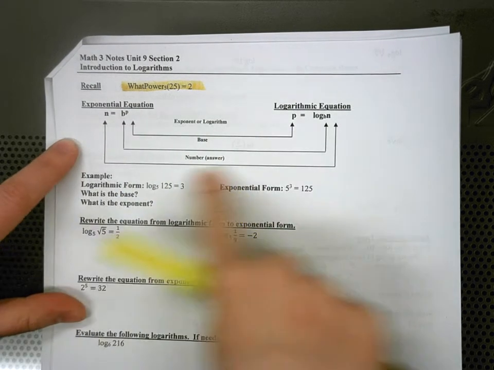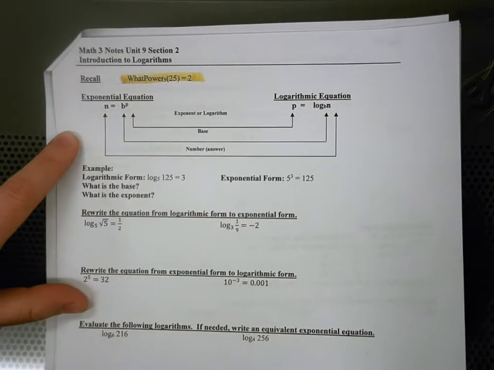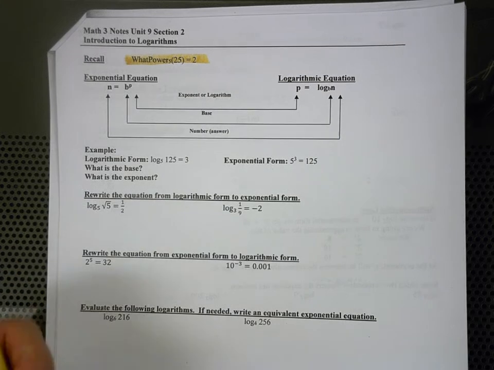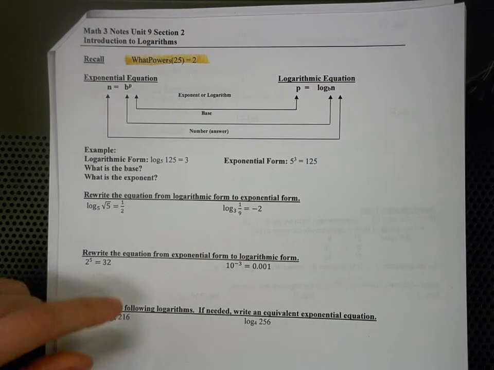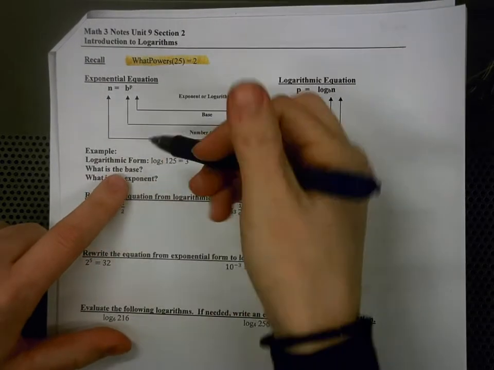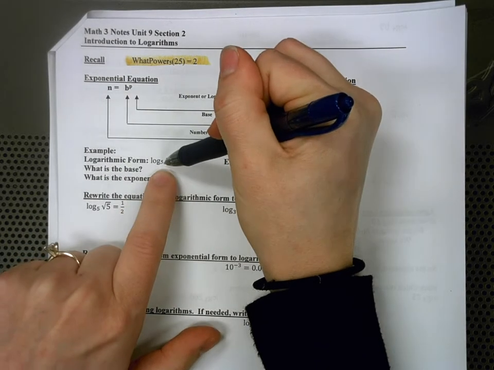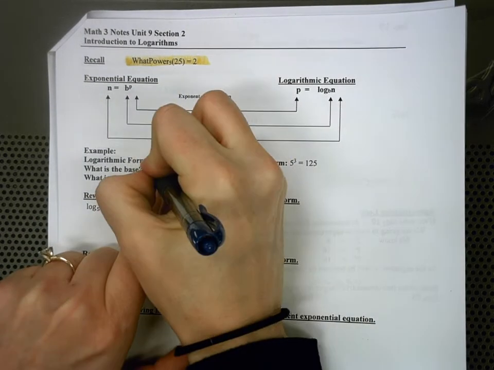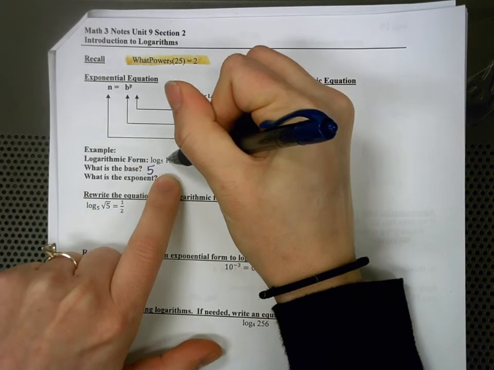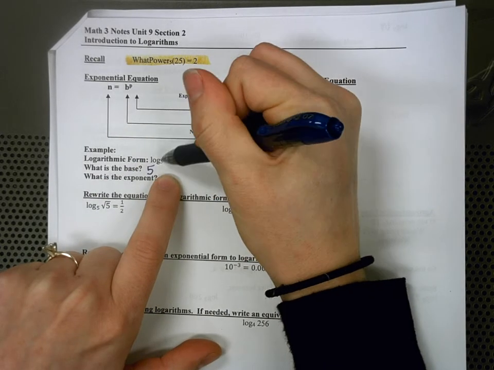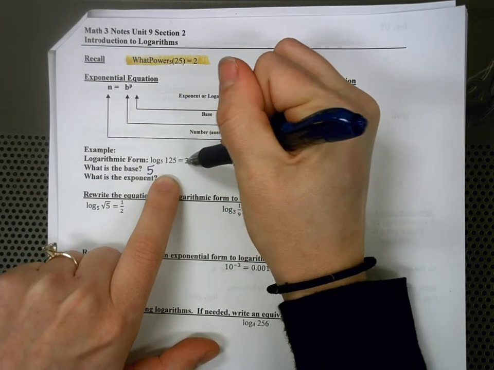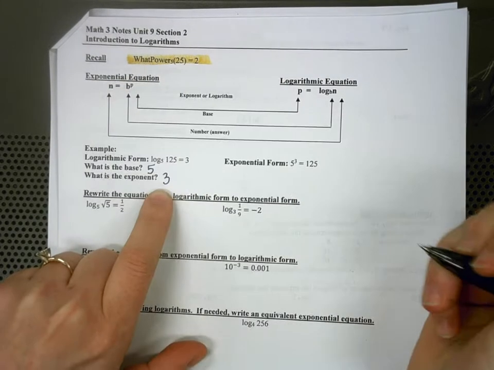So we're going to switch back and forth between logarithm and exponential. Let's try that with an example below, because that's where it makes the most sense. What is the base in logarithmic form here? The base is the small subscript number, so that's a 5. The exponent is the what power. What power do we raise 5 to get 125? The power, or the exponent, is 3.